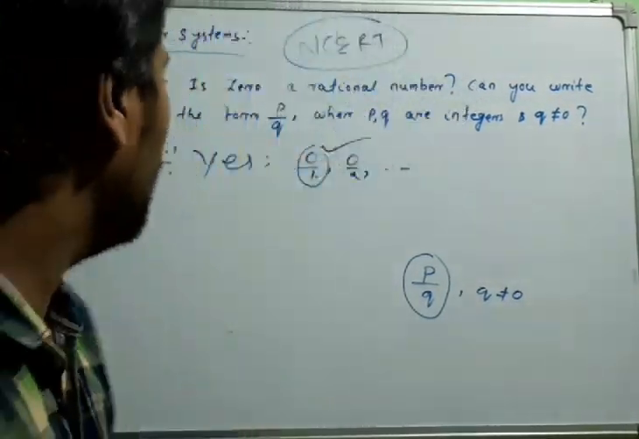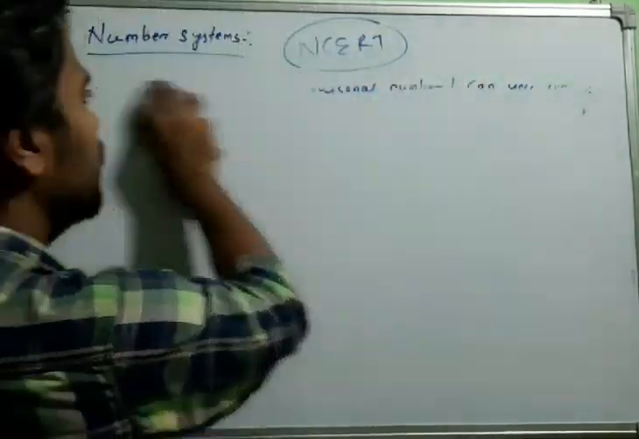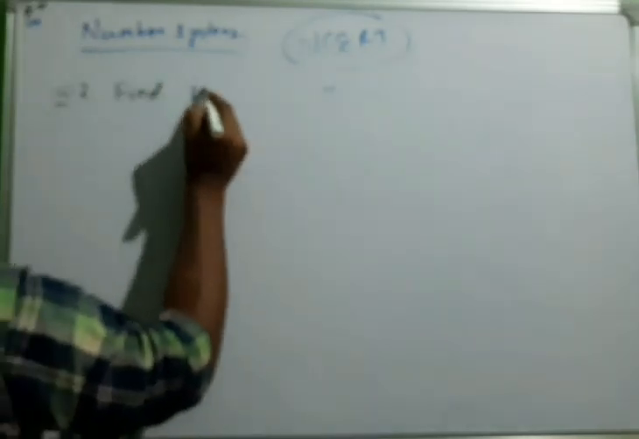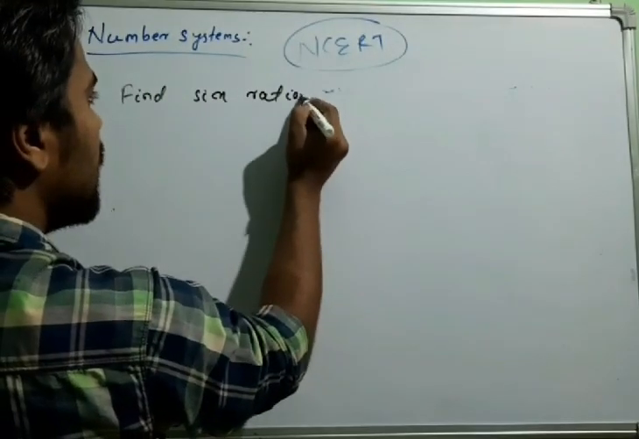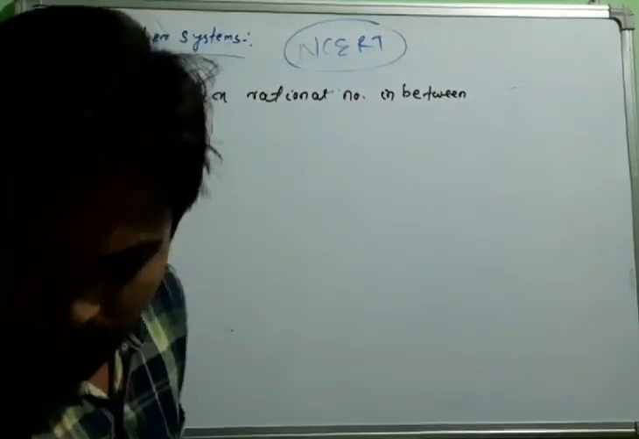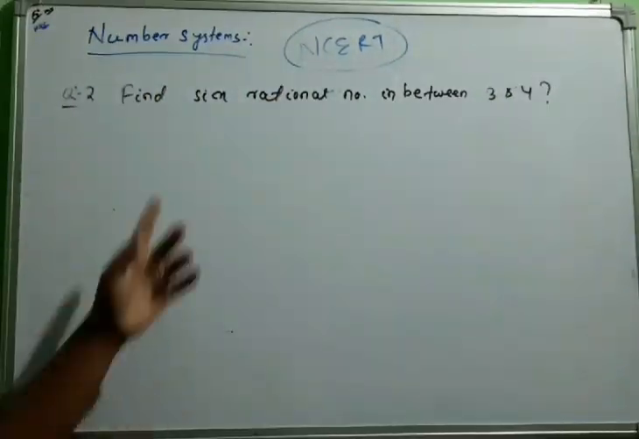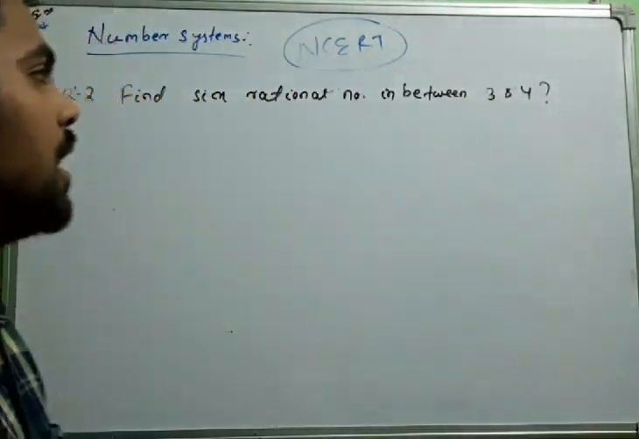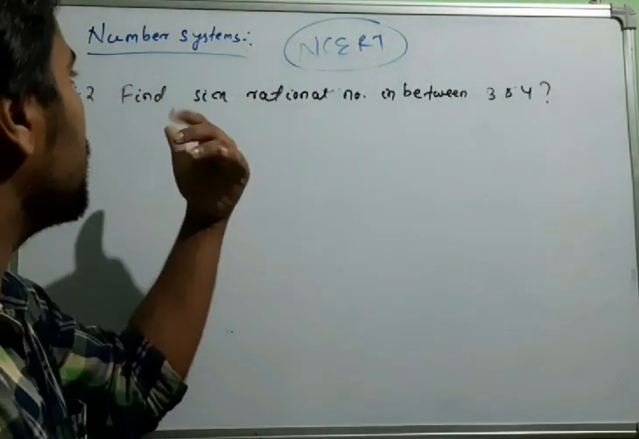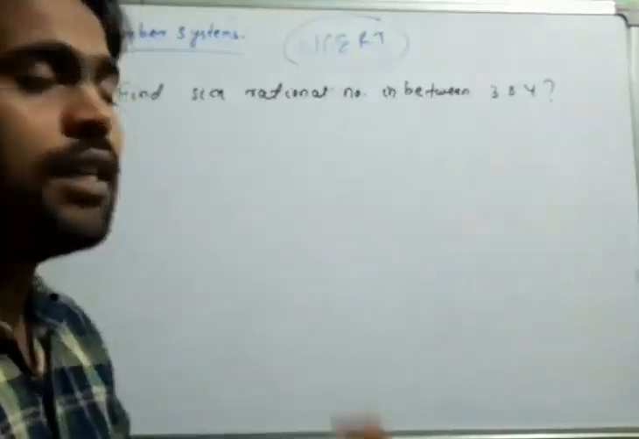Next question, question number 2. It is given to you: find 6 rational numbers in between 3 and 4. Those students who already saw my first class in the first chapter can easily understand and can easily do these things.